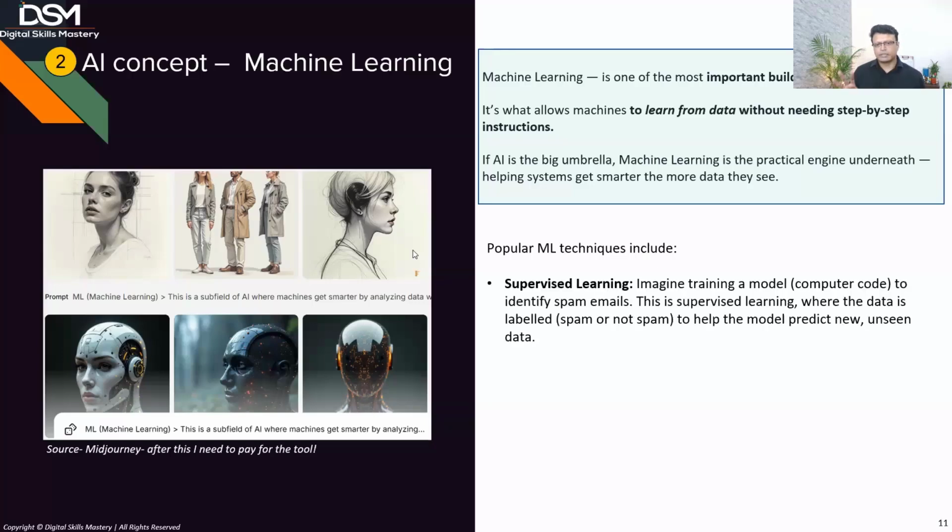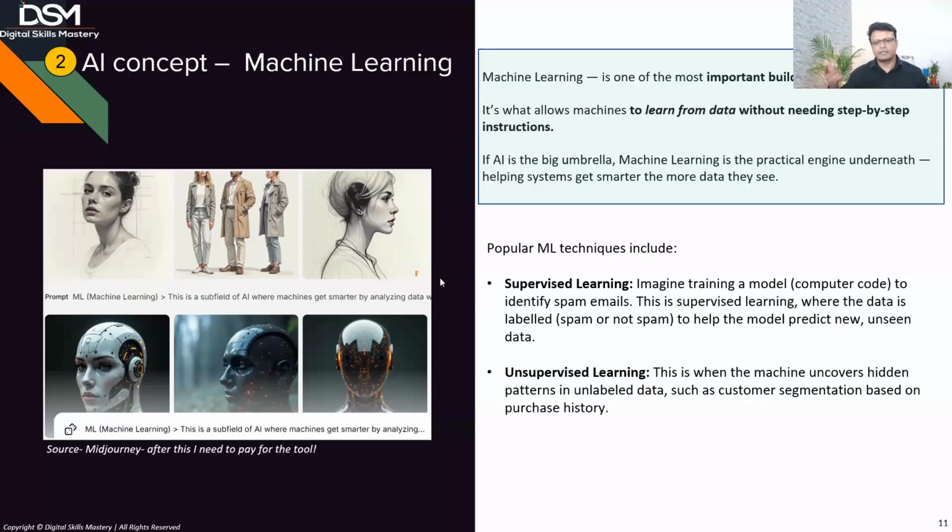Now, a popular ML technique is supervised learning, where you imagine you're training a model to identify spam emails. This is supervised learning where you tell what is good, what is bad, what is spam, what is not, what is junk, what is phishing. You explain all of that and you tell the engine, detect this as spam and not spam. So that is supervised learning. The other type is unsupervised learning, where the machine uncovers, by its own understanding as it matures, the patterns in unlabeled data, such as customer segmentation based on purchase history. So that is unsupervised learning. At a high level, 2 types of ML techniques.